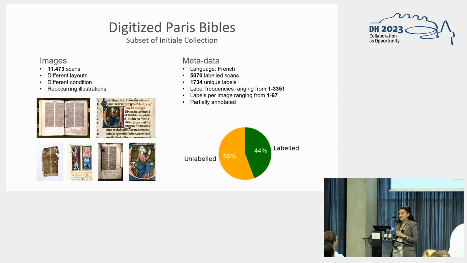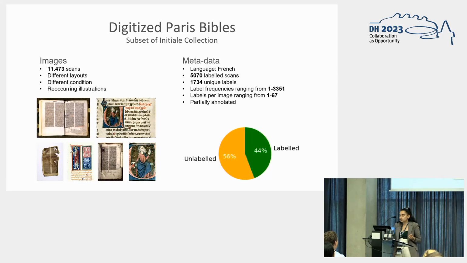Domain experts gave us access to a subset of the Initiale data set, which contains around 11,000 scans of physical Bible pages. Around 5,000 of these have been annotated, resulting in over 1,700 unique labels. Label frequencies for each class range from merely 1 to over 3,000. And each image has between 1 to 67 annotations.